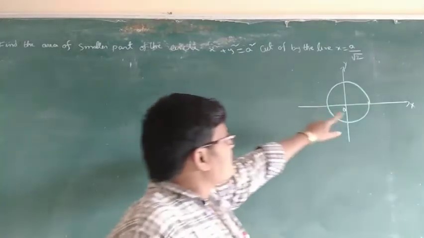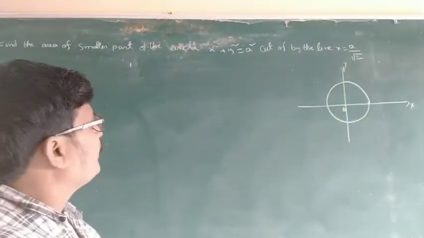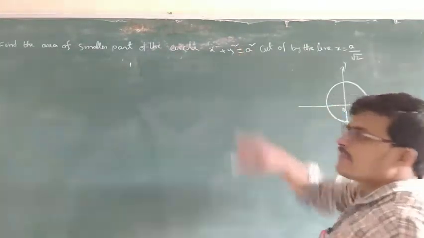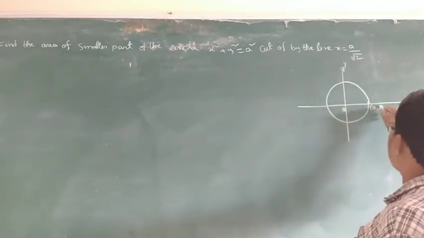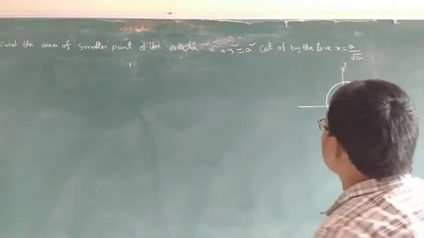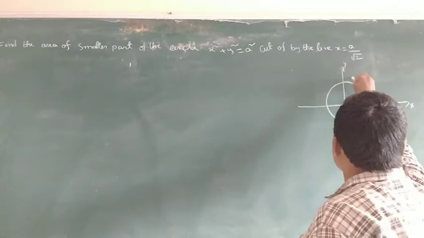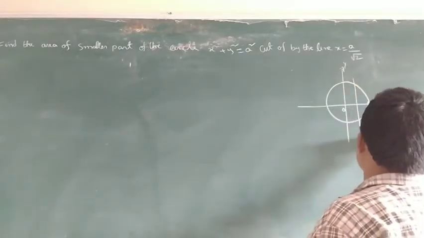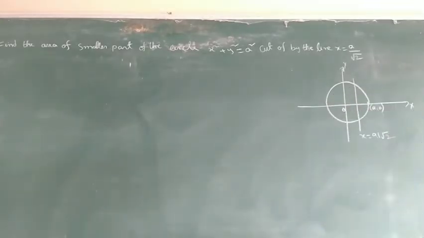Okay, x square plus y square is equal to a square. This is the circle, and the radius is equal to a. This is a comma 0. The smaller area of the circle is cut off by the line x is equal to a by root 2.